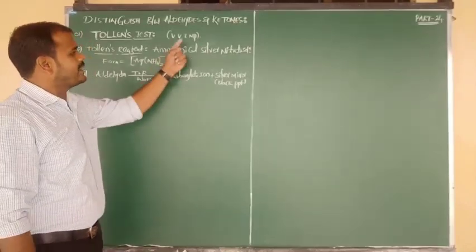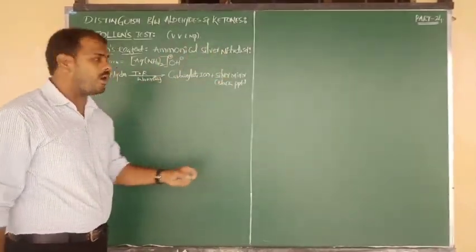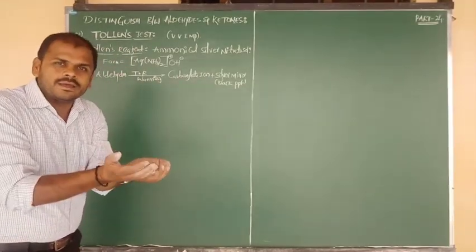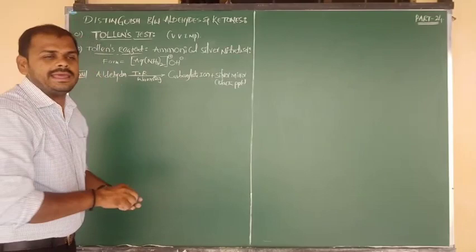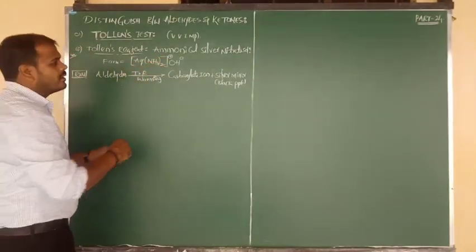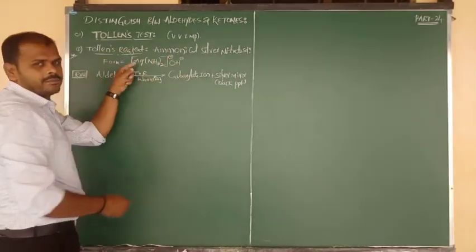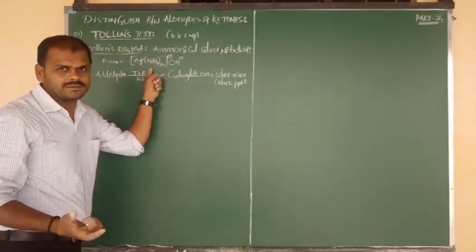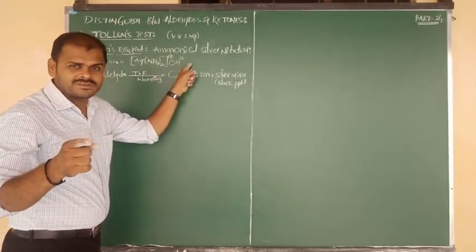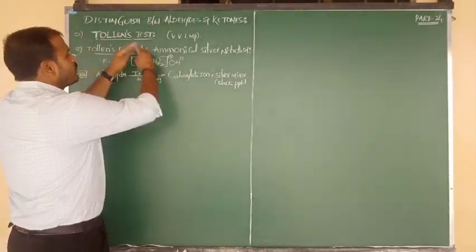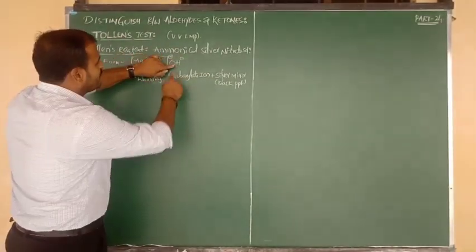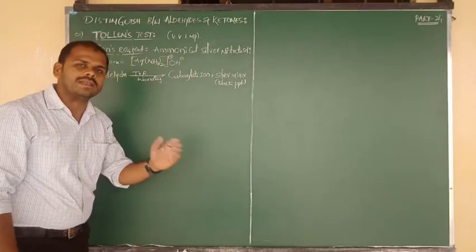Answer: ammoniacal silver nitrate solution is called Tollens reagent, and it exists in the form of the formula [Ag(NH3)2]OH. We have to write [Ag(NH3)2] in square brackets because it is a coordination complex. Outside, OH minus will be there, which carries charge -1. That's why the coordination complex carries charge +1. Think of it like Na+ and OH-.